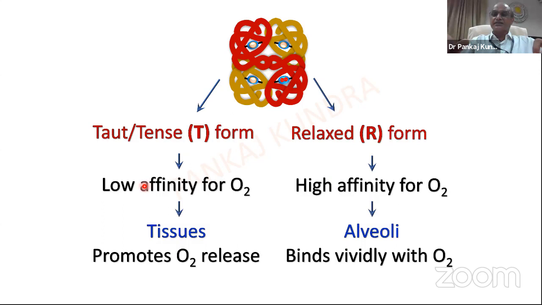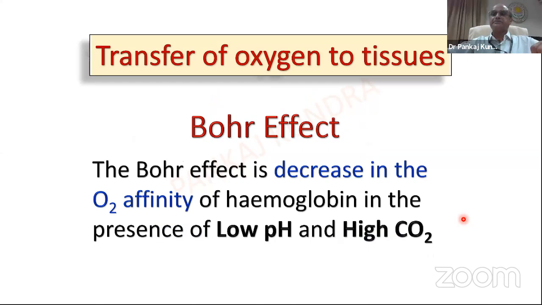So this is the one which goes towards the tissue, which promotes the release of oxygen. And this is what happens at the alveoli, where more oxygen is combined to the hemoglobin for it to be transported to the tissues. And this is governed by something called Bohr's effect. Now let's come to the Bohr's effect. Bohr's effect basically determines the transfer of oxygen to tissues.